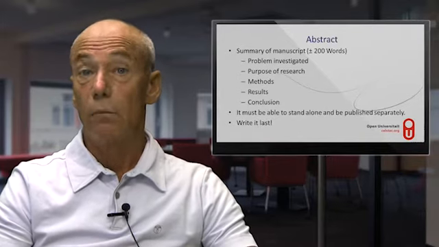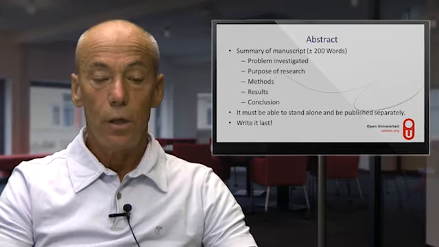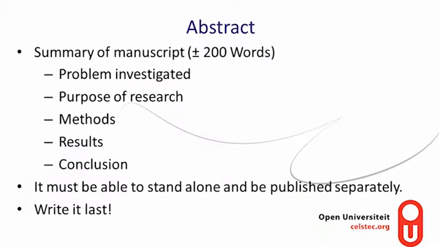After the title page, the cover sheet, we have the abstract. All journals have different rules, but generally an abstract is a summary of the manuscript in approximately 200 words. That's not very much. In those 200 words, you have to cover usually 5 different topics. You have to discuss what was the problem that you investigated. You have to discuss why did you investigate it? Why are you doing that research?